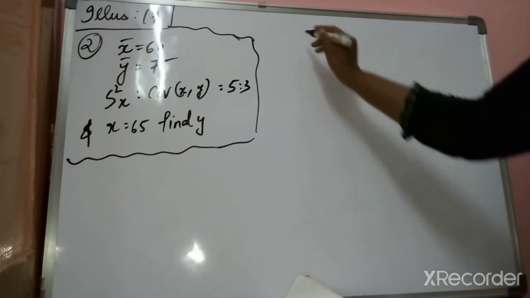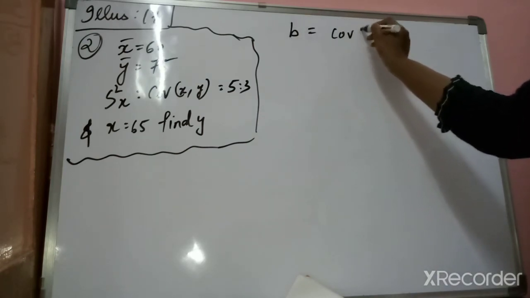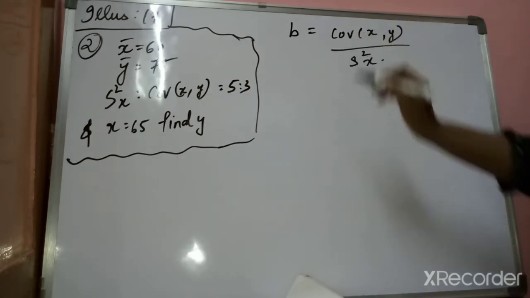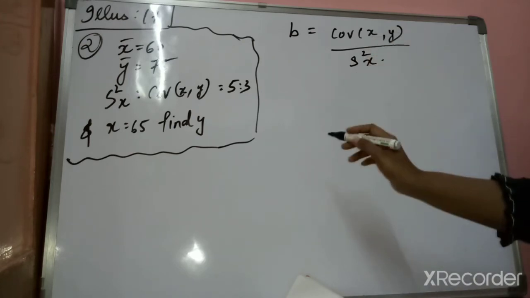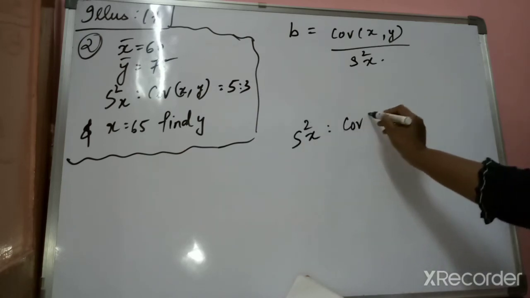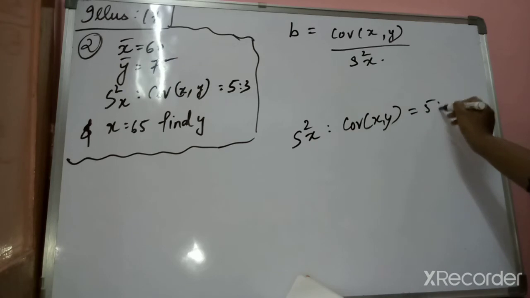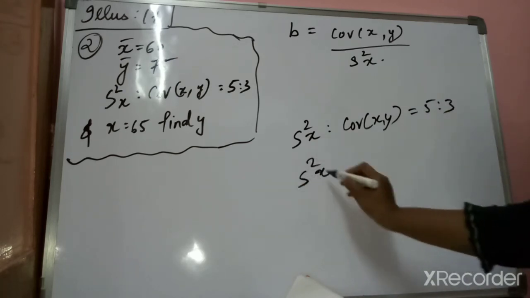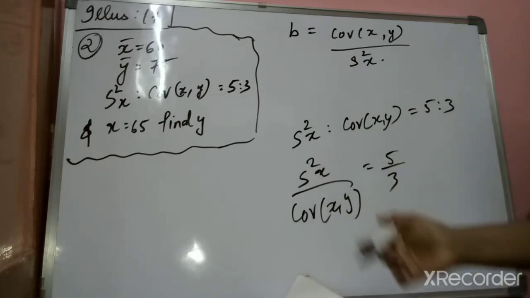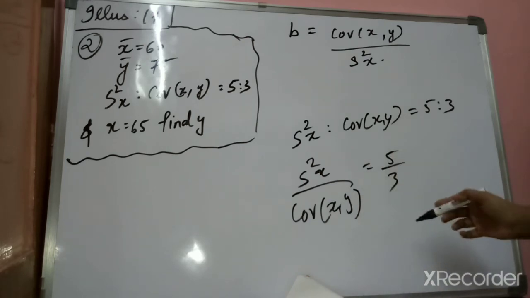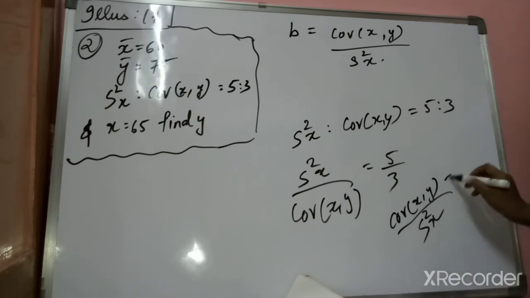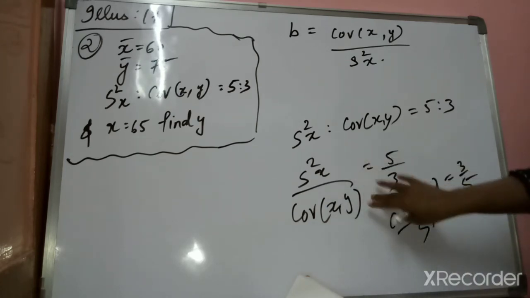First of all, to find b. Now what is the formula of b? It is covariance xy upon s square x. Like this the formula is given to you. But the data given to you says s square x is to covariance xy is equal to 5:3. That is, you can write s square x divided by covariance xy as 5/3. Now if we take the reciprocal, covariance xy upon s square x is equal to 3/5. Clear? We just took the reciprocal.